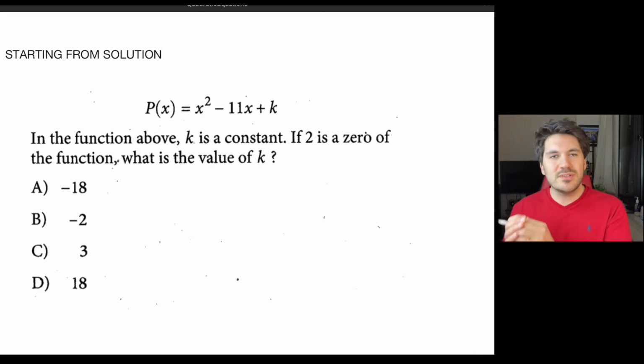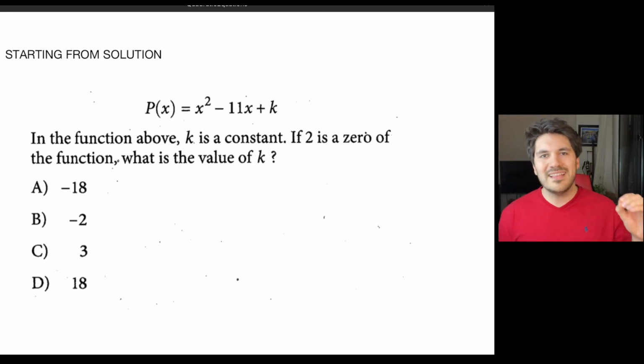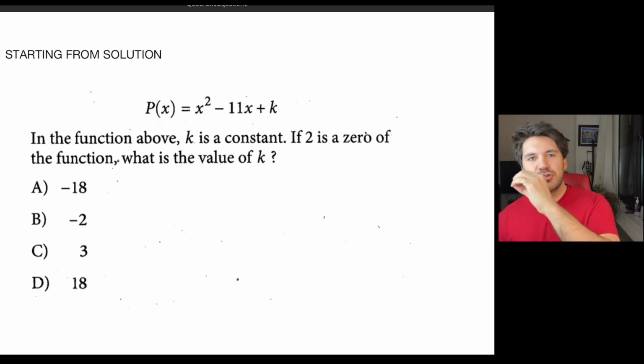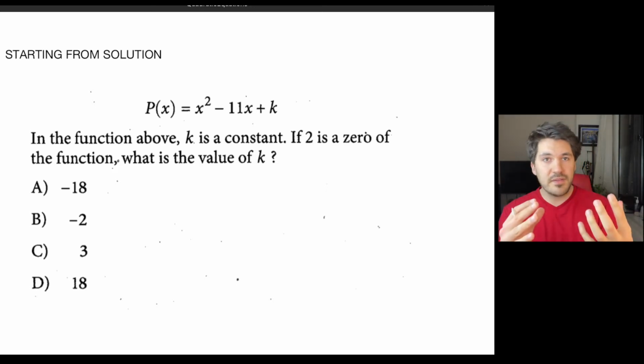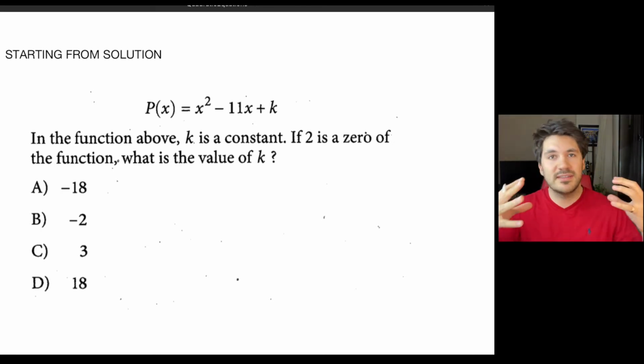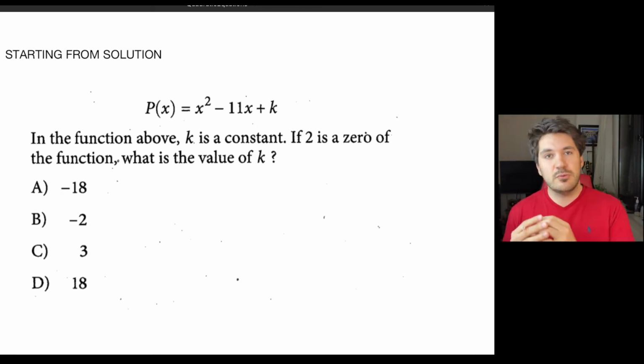When they say that 2 is a 0 of the function, what that means is when you plug in 2 for x, your y value or your f of x value or your p of x value, those are all synonymous, is going to be equal to 0. Because when they say something is a root, an x-intercept, or a 0, that all means the same thing.